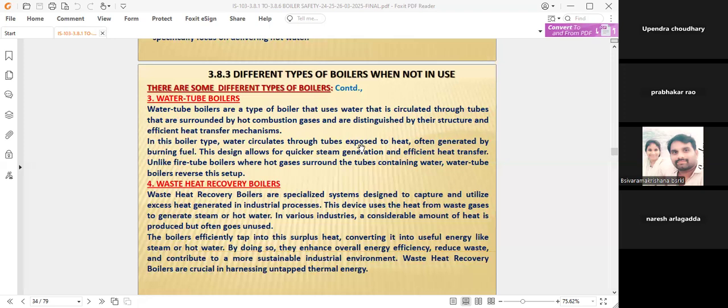water circulates through tubes exposed to heat, generated, as I told, by burning the fuel. This design allows for quicker steam generation and efficient heat transfer, unlike fire tube boilers, where hot gases are surrounded by tubes containing water, and water tube is the reverse of this type. That means, unlike this boiler type, there is water outside and flue gas inside. There are other types of boilers also, but they are not used in many applications when compared to water tube boilers. Water tube means inside the tube water is there, outside the fuel combustion of the boiler.